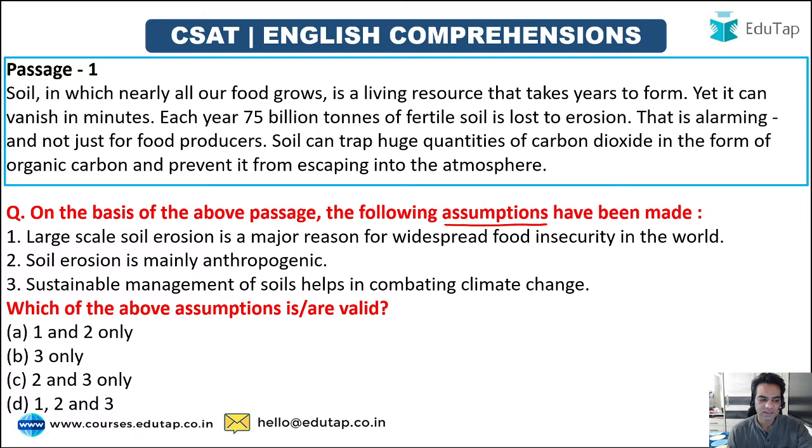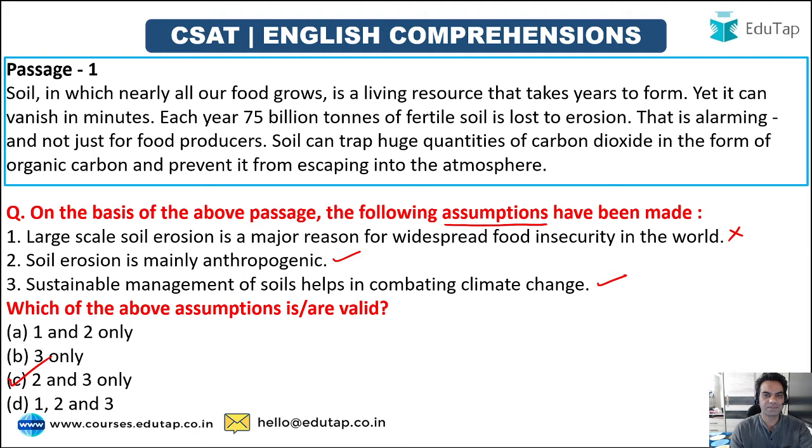Soil erosion is mainly anthropogenic. That is true, guys, because soil erosion is something that happens due to the actions of human beings, right? Anthro is human beings. So soil erosion is mainly anthropogenic because of the erosion that we see every year. So that is true, and sustainable management of soil helps in combating climate change. So guys, option number 2 and option number 3 are absolutely correct assumptions, but option number 1 is not. So my correct answer here is option number C. So guys, you have to carefully assess the options and then find your answers.